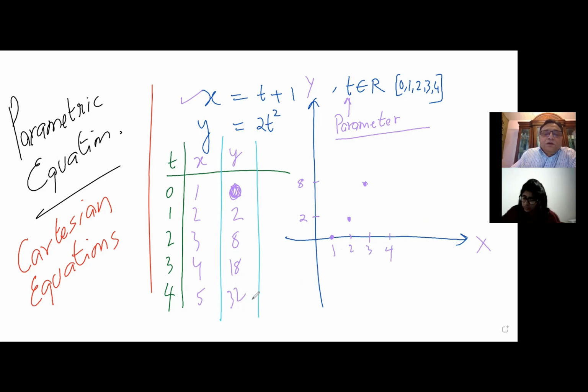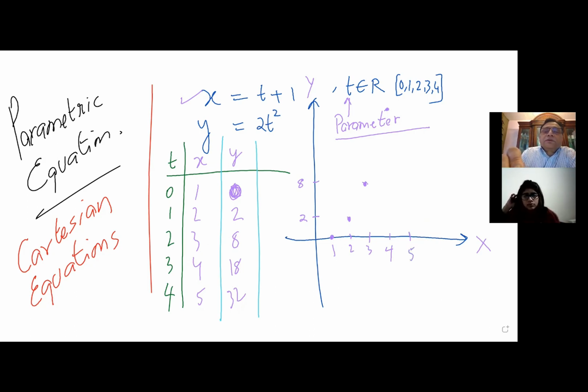Sorry, I think I missed it. At 3 it was 8. At 4, it is 18. So it is way up, right? So maybe somewhere here. Let me stop it here. When x is 5, it is 32. It goes out of my scale.